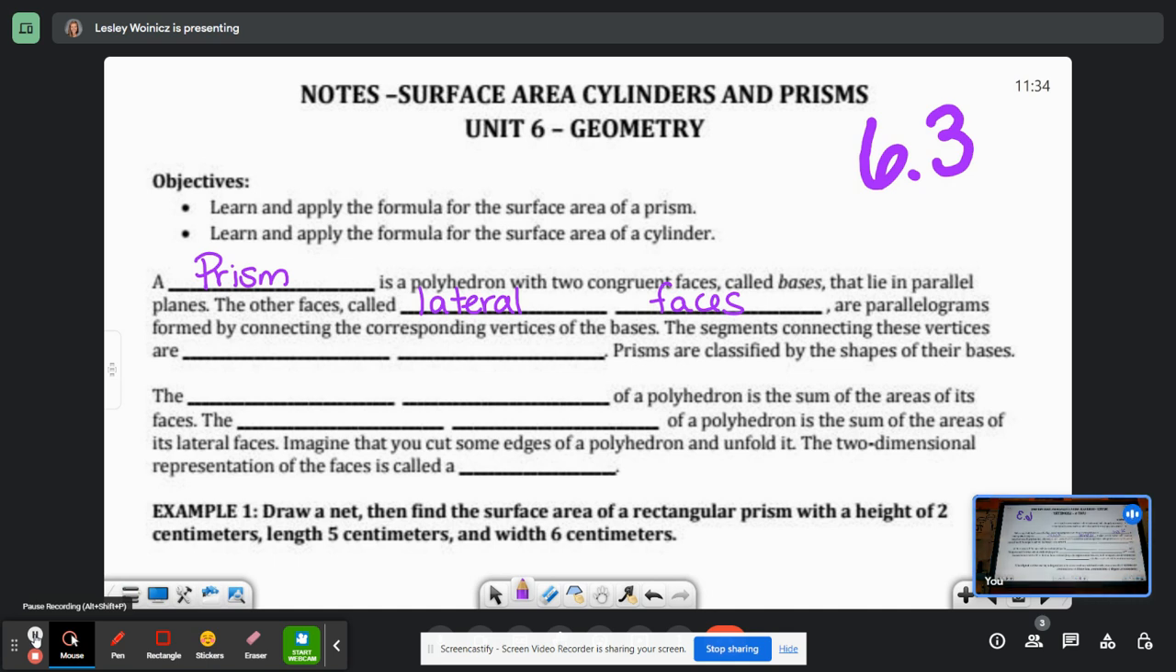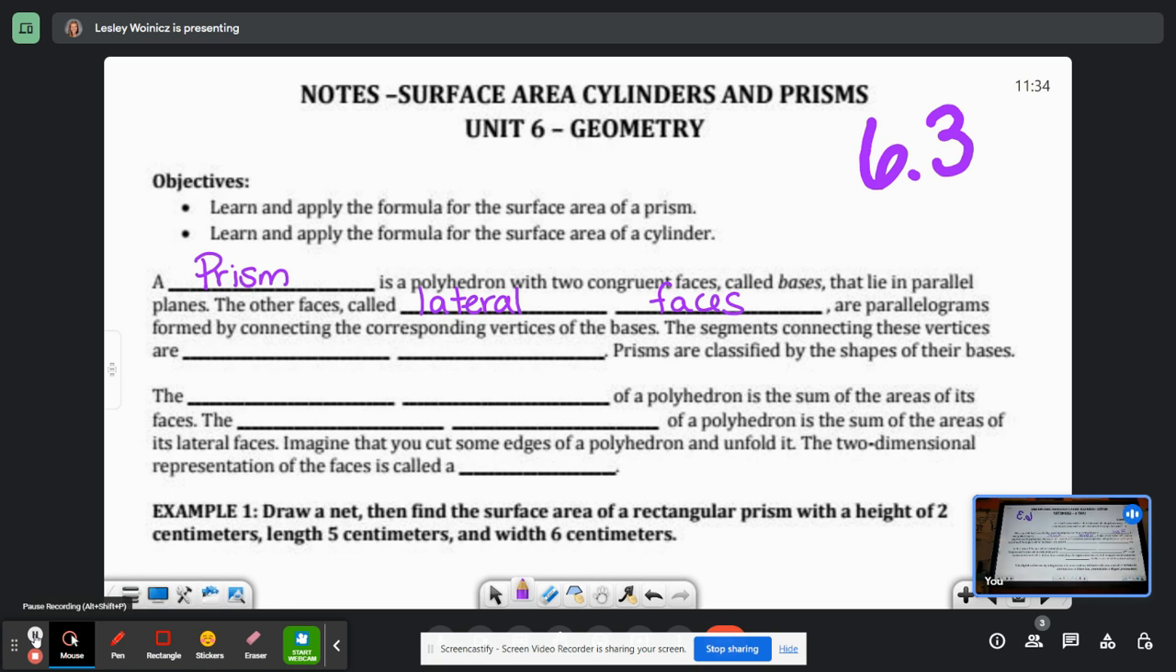For those of you in weightlifting, where are your lats? Over here on the sides, right? Okay, so lateral means like sides. Like lateral movement is side to side. You guys know what I'm talking about? Okay, so that should help you.